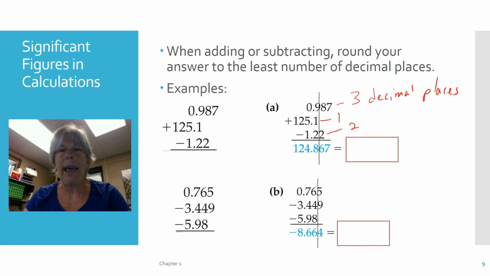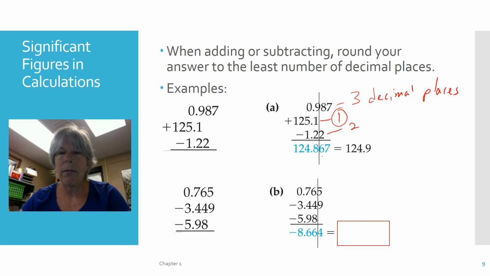So when we add this up, we get 124.867. We want to round to the least number of decimal places, which would be 1. And notice if you were doing this by hand, you could put a nice little line there and it would show you where to round to. If you're doing it on your calculator, you're just going to know that you round to 1 decimal place. The 6 makes the 8 round up, and so you would get 124.9.